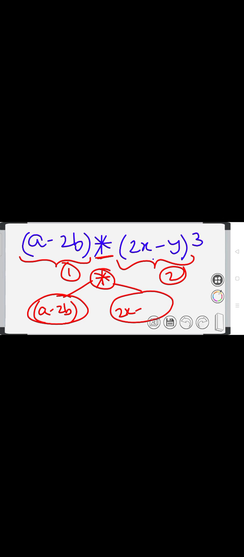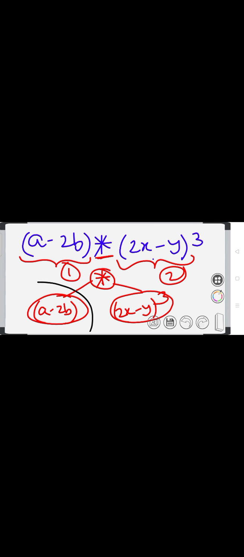For a major operator we create a root, so multiplication is our root. On the left hand side of the multiplication we have a minus 2b as the first subpart. On the right hand side we have the expression 2x minus y raised to 3 as the second subpart. So if you observe this multiplication operator, this is our left subtree, highlighted by L, and this is our right subtree, highlighted by R. In the next steps you try to dig out the remaining operators.